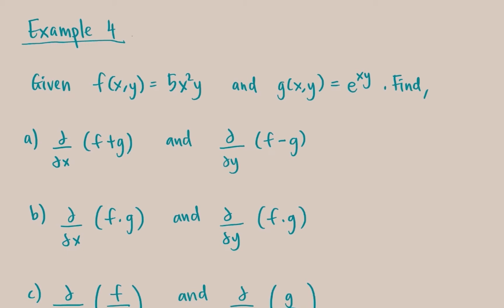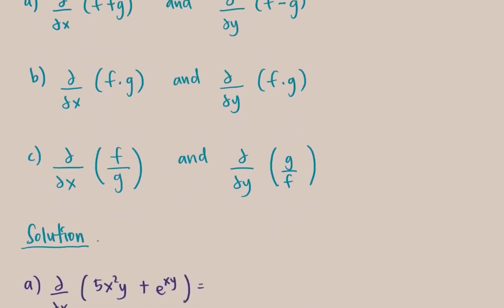Given that f(x,y) is equal to 5x squared y and g(x,y) is equal to e^(xy). So first we need to find del x for f plus g and then del y for f minus g. Okay, let's look at the solution.